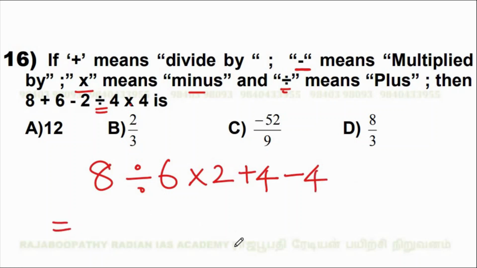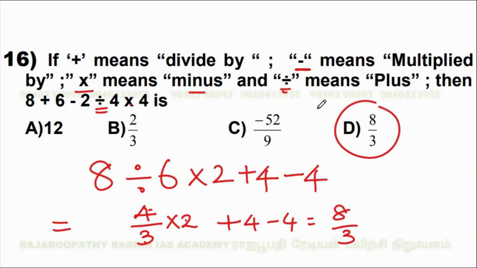So what is the value? Apply BODMAS. What does BODMAS mean? Division first, always from left to right. The operation should be carried out from left to right. First division, then multiplication, then addition, then subtraction. So it is already given in the same order. So therefore, what is the answer? Now find 8 divided by 6, 4 by 3 into 2 plus 4 minus 4. Already these two cancel. Therefore, the answer is 4 into 2 by 3. So the answer is 8 by 3.